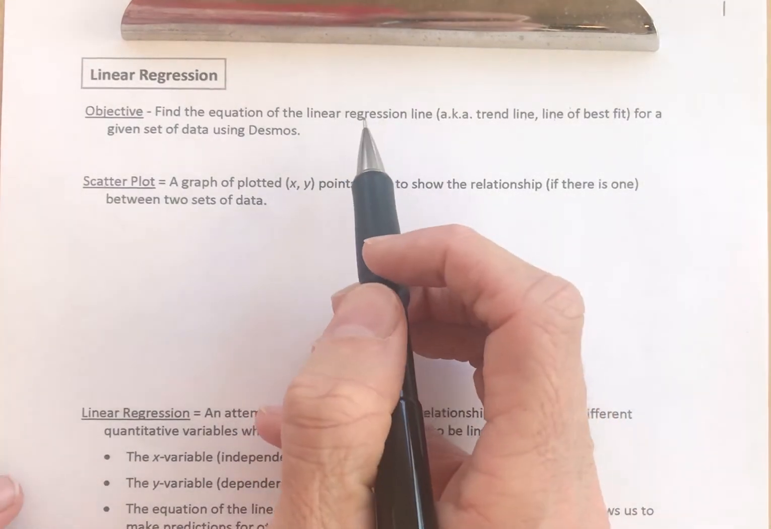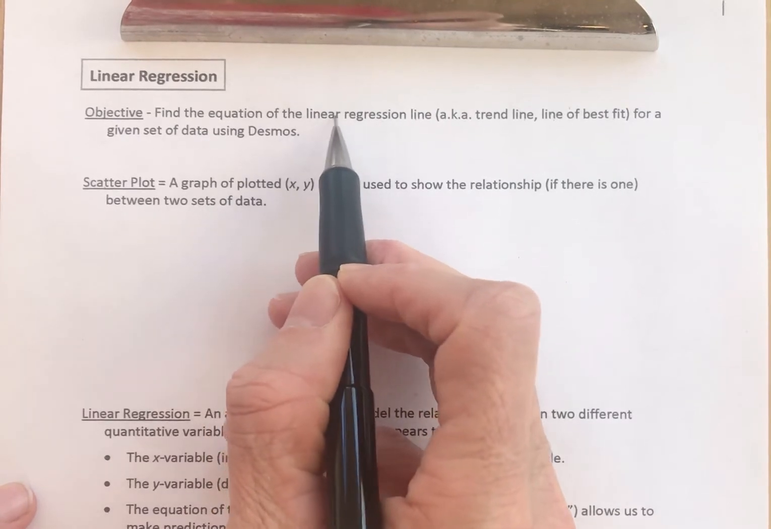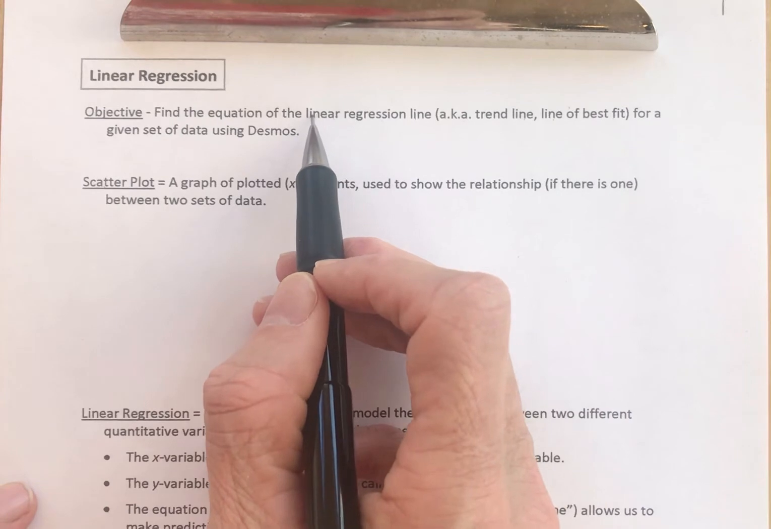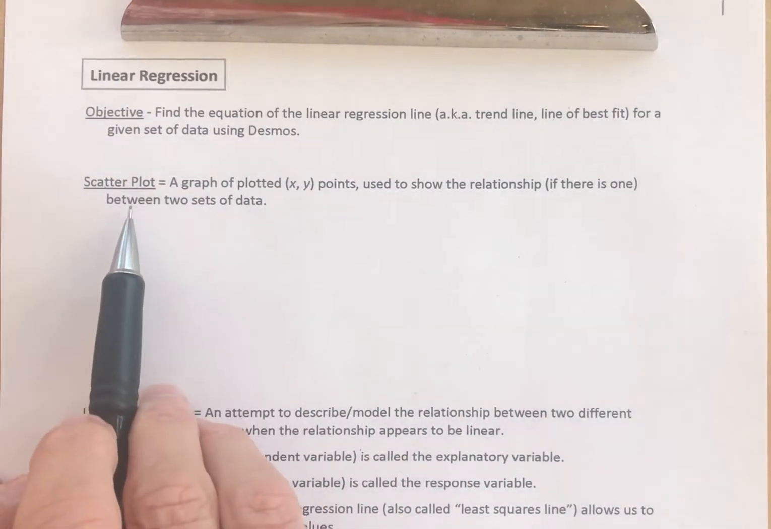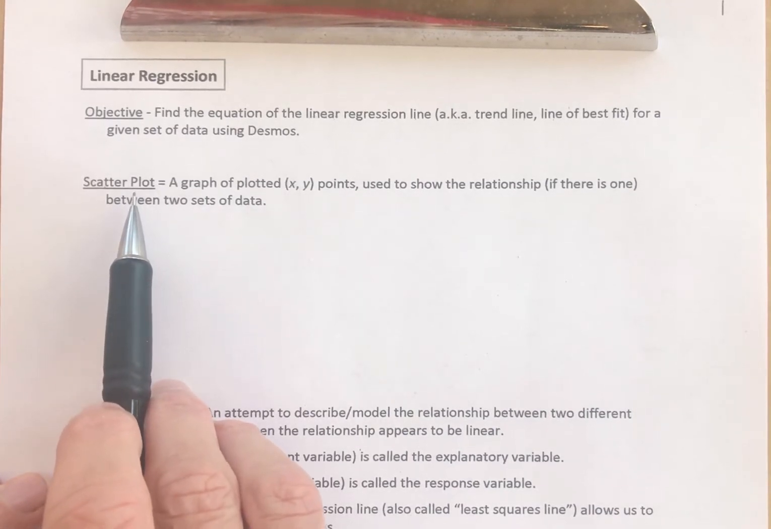I want to point out the word linear here. The word linear has as its root the word line. So whenever you're dealing with linear, you're dealing with lines. Okay, let's first define what a scatter plot is, something you may already be aware of.